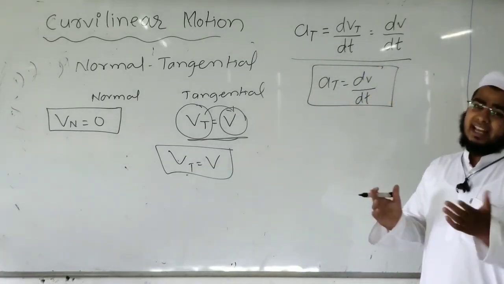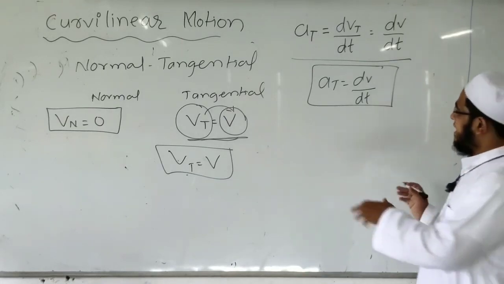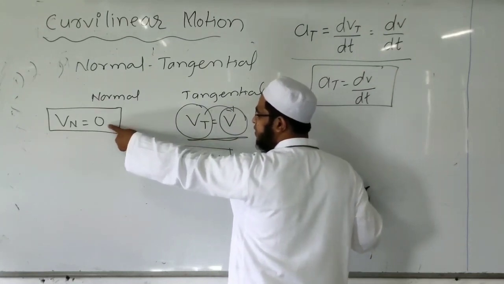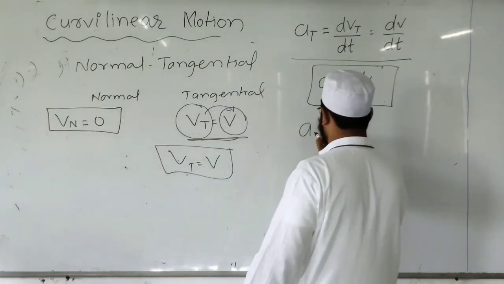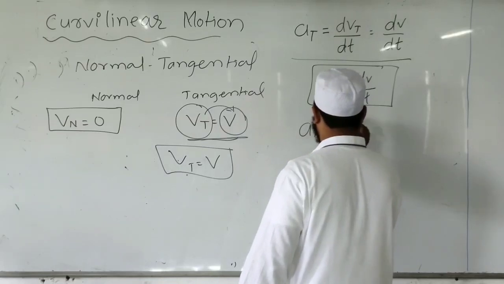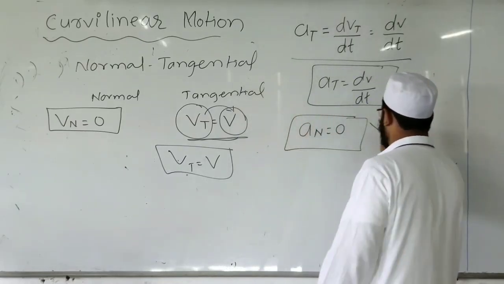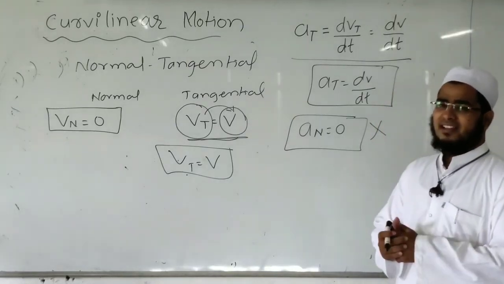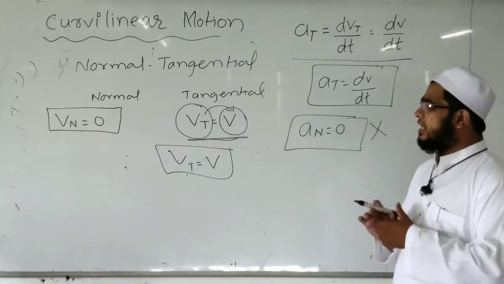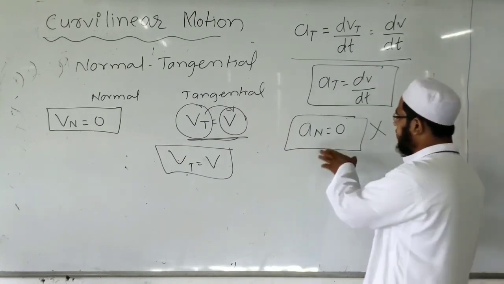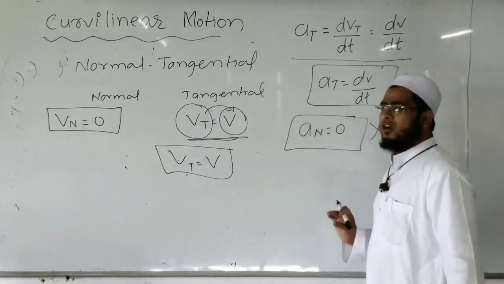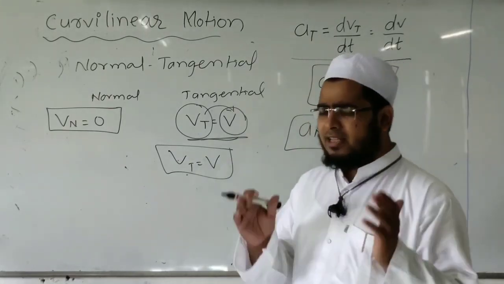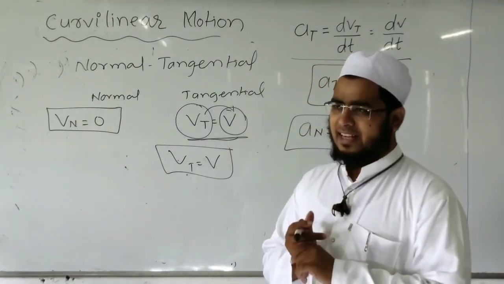But a student can say that as the normal component of the velocity is 0, therefore the normal component of acceleration is also 0, but it is wrong. It is not 0. You will ask why? We know that there is one mathematical expression to get the formula for the normal component of acceleration, but I will not go for that expression. I will just explain the concept behind it.